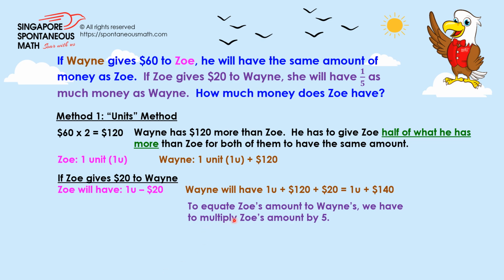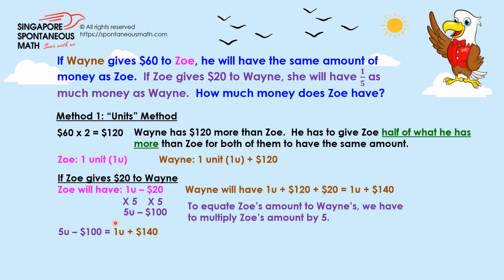In order for us to equate Zoe's amount to Wayne's amount, we have to multiply Zoe's amount by 5. So 1 unit times 5, $20 times 5. So 5 units minus $100. So this equals to 1 unit plus $140. Five units minus $100 equals to 1 unit plus $140.